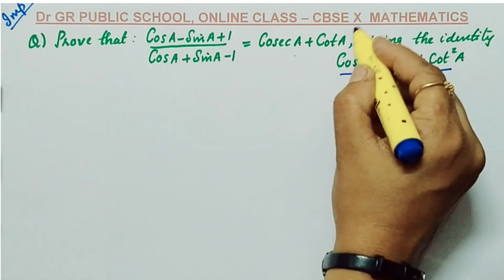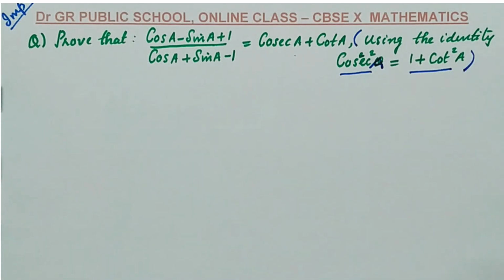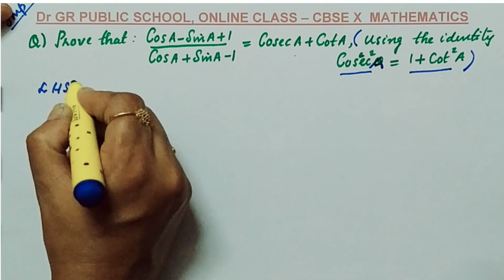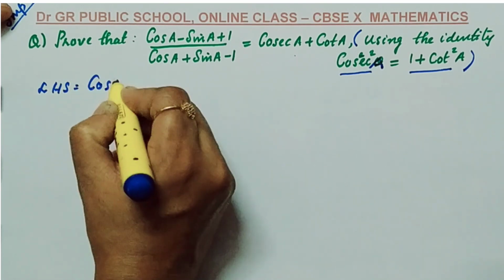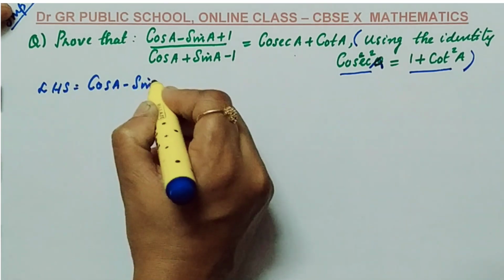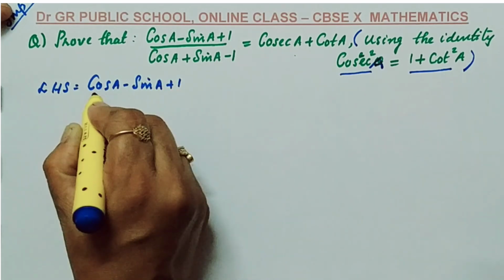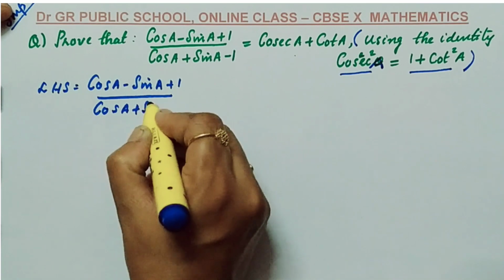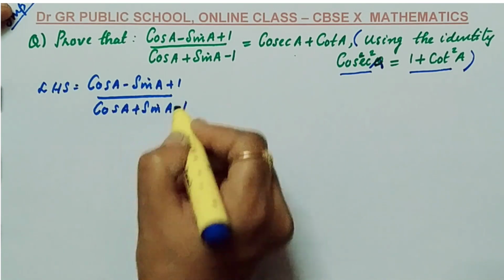This is actually a subpart. Applying this identity, cosec square A equals 1 plus cot square A, it is a special case question which you need to do a specific simplification for to get the answer. I am going to take the LHS. LHS equals cos A minus sin A plus 1 divided by cos A plus sin A minus 1.